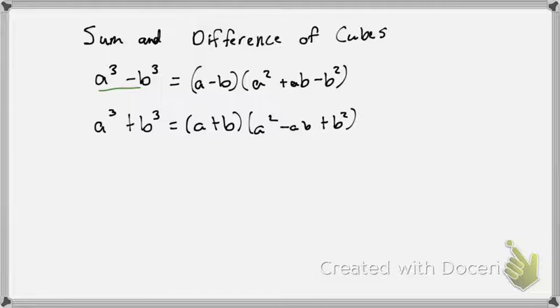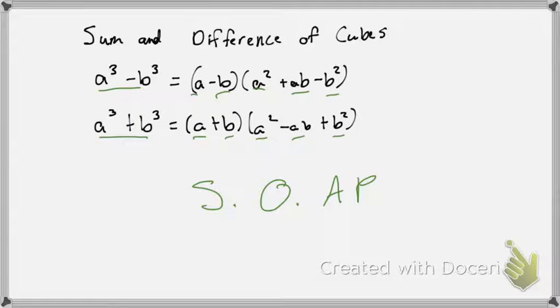If we recognize we've got an a cubed plus b cubed, then we fill in the formula a plus b times a squared minus ab plus b squared. One thing that can help you remember the formula is an acronym, SOAP. Because the signs are changing, the letters are in the same spot in both of these formulas. The only thing that changes is the signs.